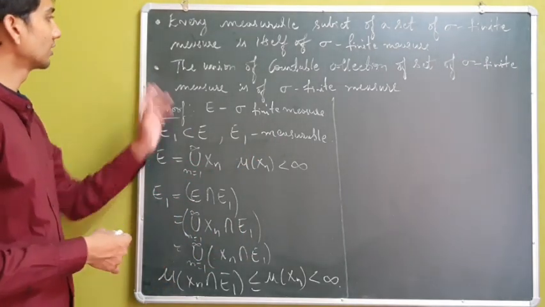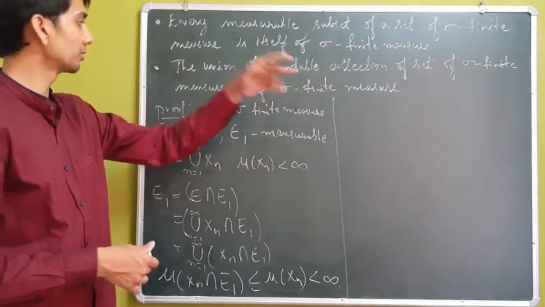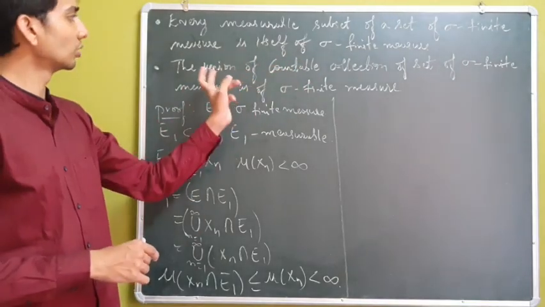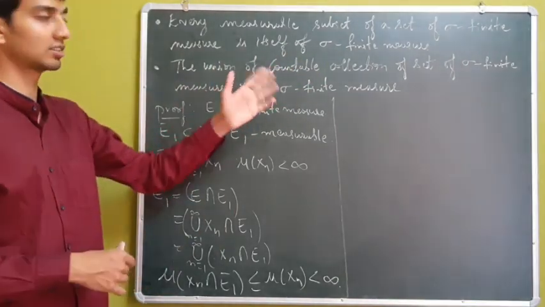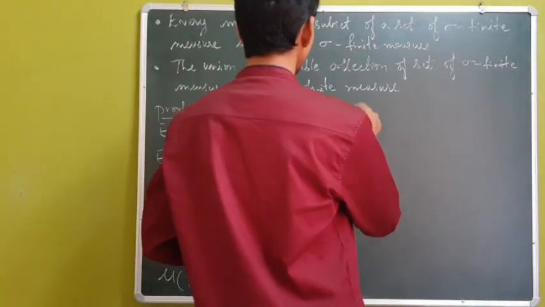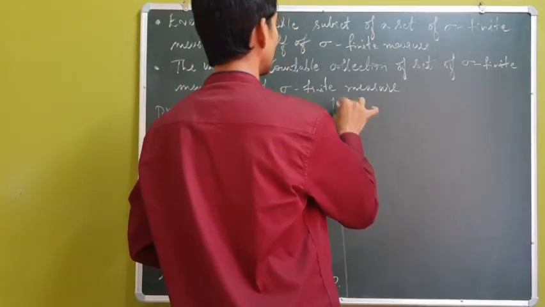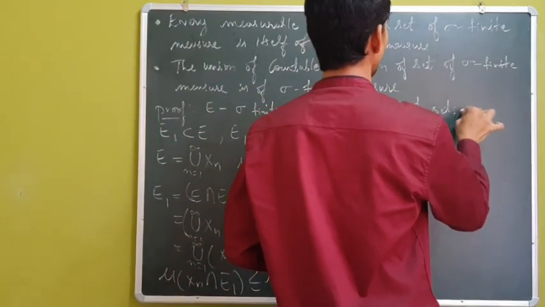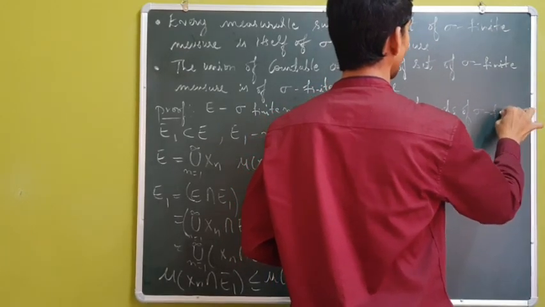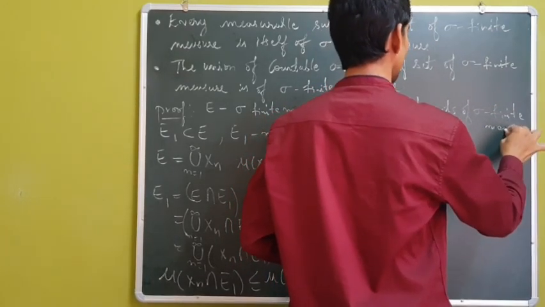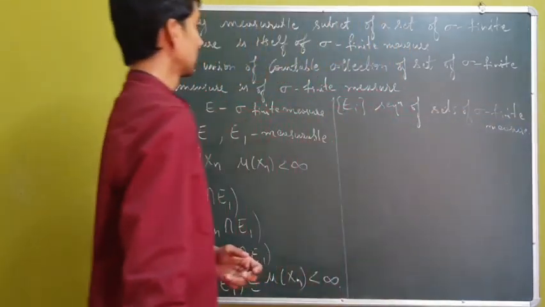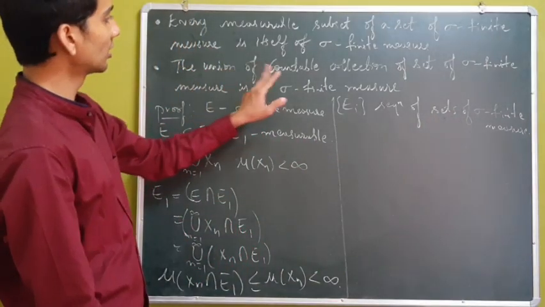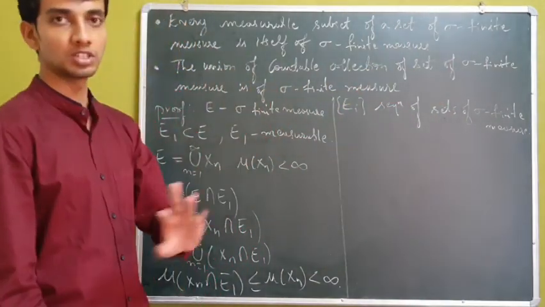Next, the union of a countable collection of sets of sigma finite measure is of sigma finite measure. So the union of countable collections of sigma finite measure sets is of sigma finite measure. Now I consider Ei to be a sequence of sets of sigma finite measure. I need the union of countable collections of sigma finite measure sets to prove that.